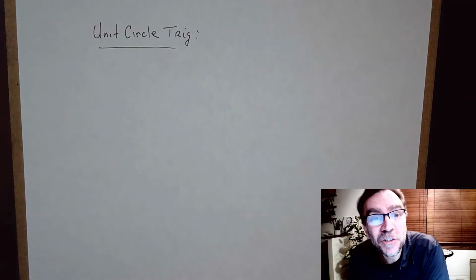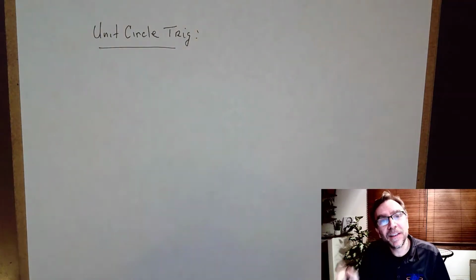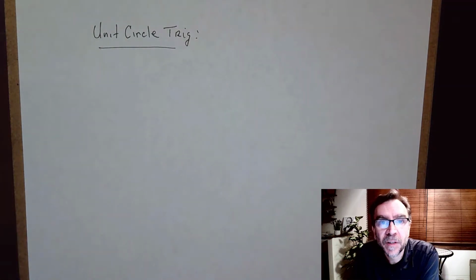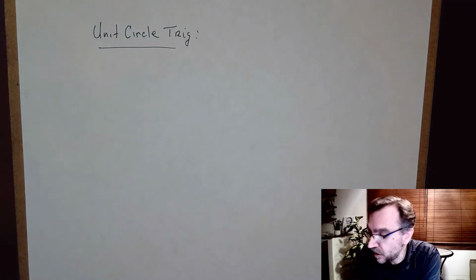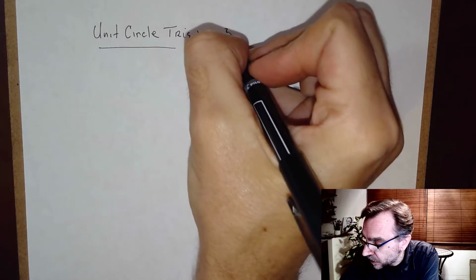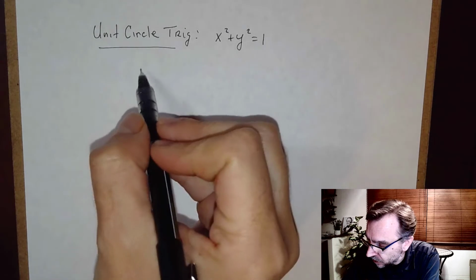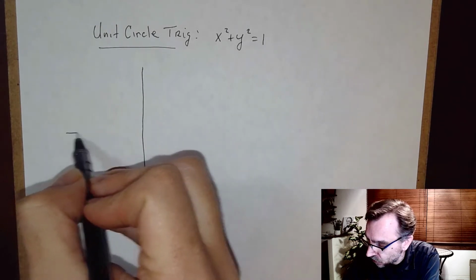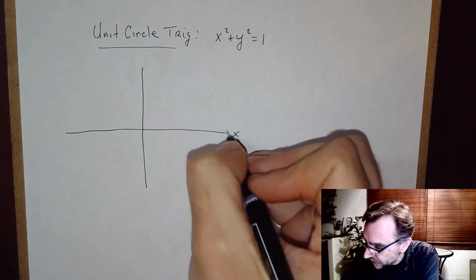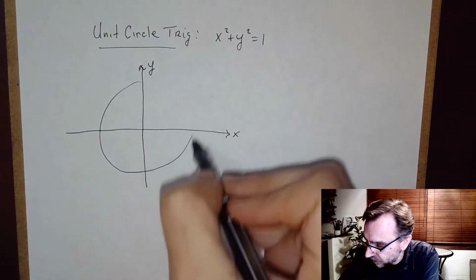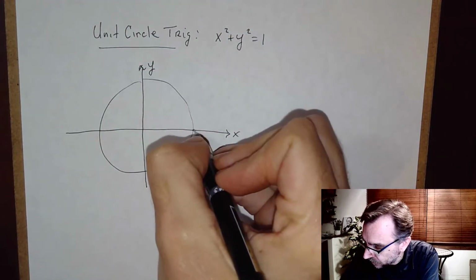Here we're going to talk about unit circle trigonometry, and this will be our last definition for the trig ratios. Now remember from algebra, the equation of the unit circle is x squared plus y squared equals 1. Now we can graph that in the Cartesian coordinate plane. This is the x-axis and this is the y-axis. And when we graph that, we'll get a circle of radius 1. Looks something like that.